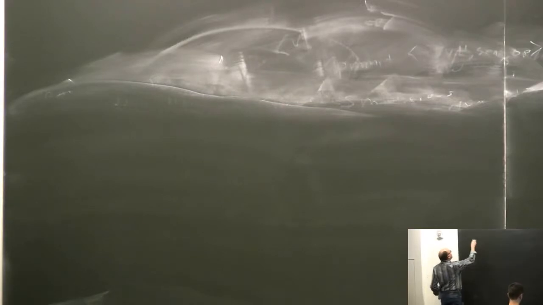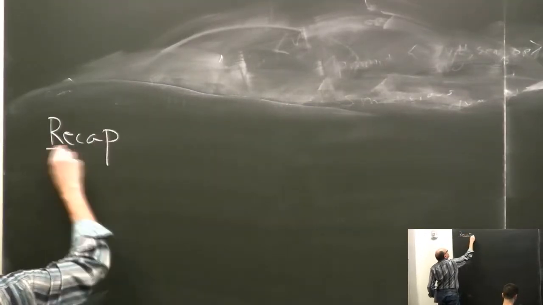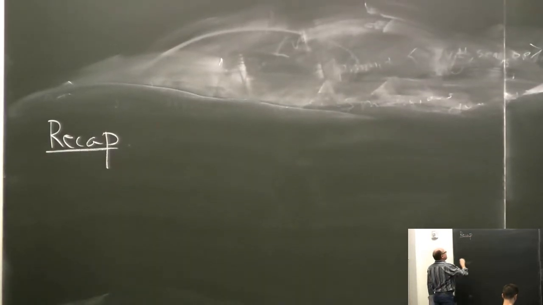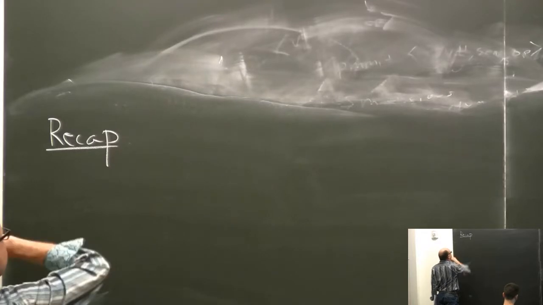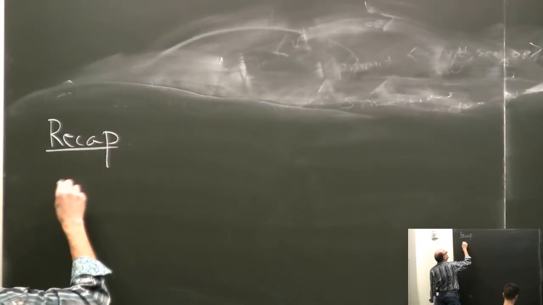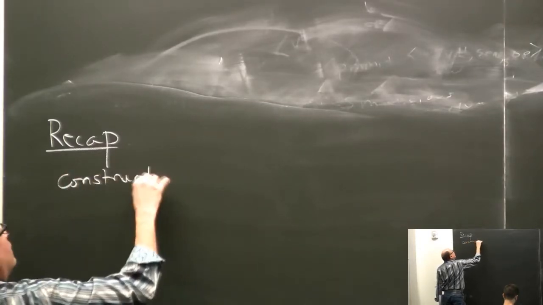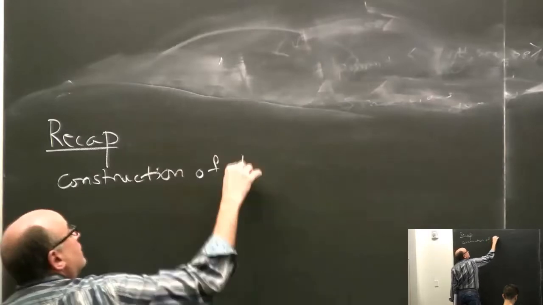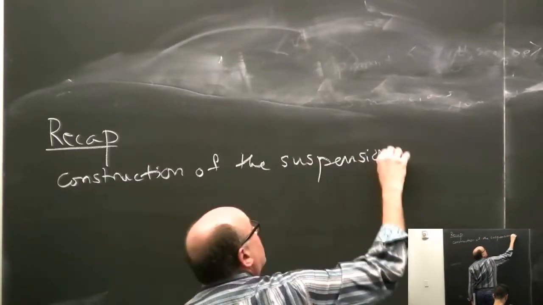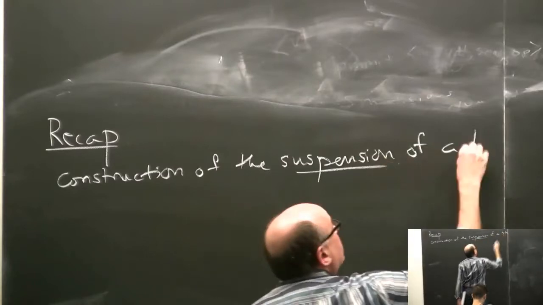There we go. So, recap from last time, where we are. The main thing we were talking about at the end last time, if I'm not mistaken, I've been away like many of you, so I almost don't quite remember what we did. I think the last thing we talked about was the construction of the suspension of a type, which is an example.